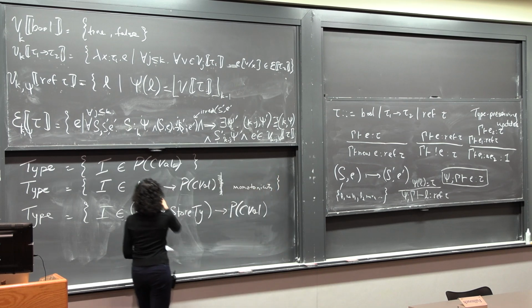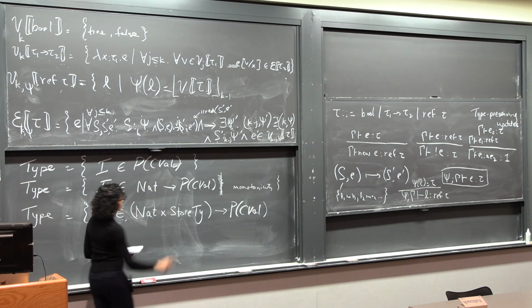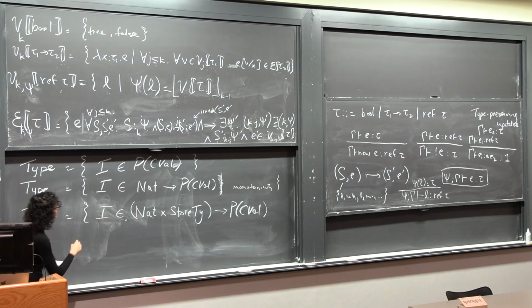Mathematically, it's basically monotonicity, right? If a v belongs to I for k steps, then the same v belongs to the same I for fewer steps, okay?